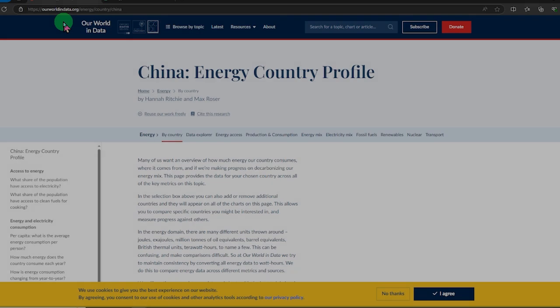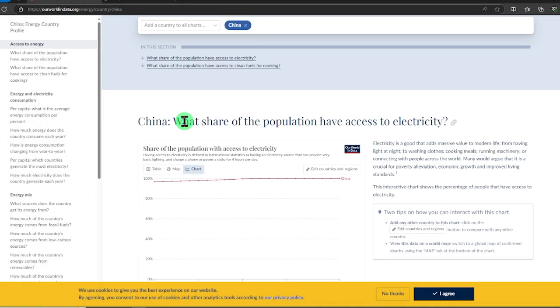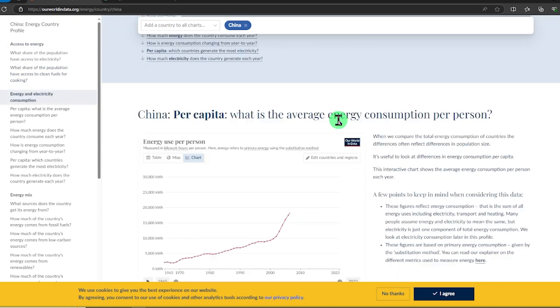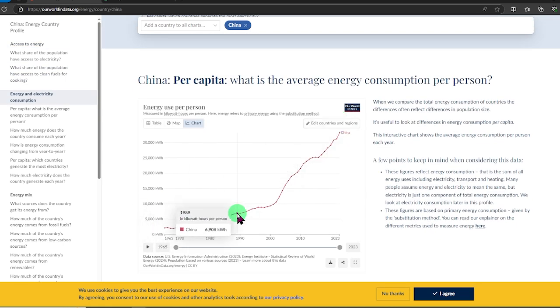First website is ourworldindata.org. Pretty much the same thing as previous tutorials. We have different graphs, or charts I should say. This one right here is what is the share of population that has access to clean fuels for cooking, and it looks like China is having more clean access for fuel when it comes to cooking. And then there's so many more different charts, as you can see here.